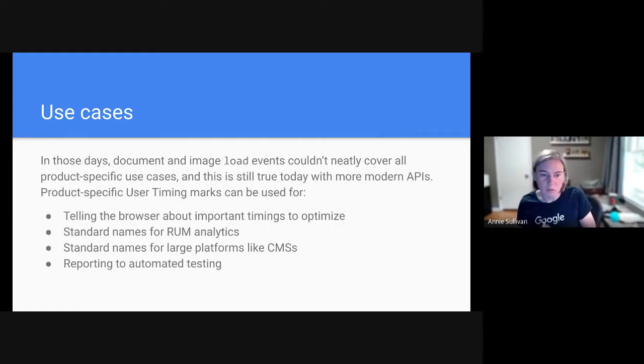And we still do think, even with Core Web Vitals, that there are going to be a lot of product-specific cases that sites will always want. I mean, that's why we have user timing in the first place. They'll always want to have their own points to track.